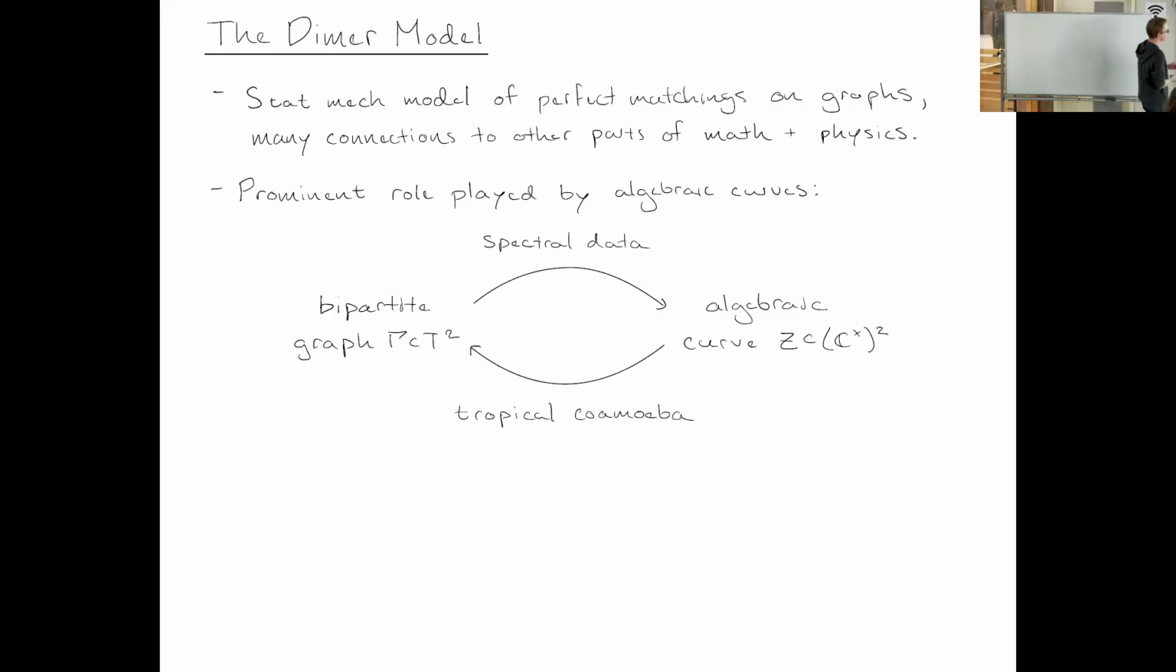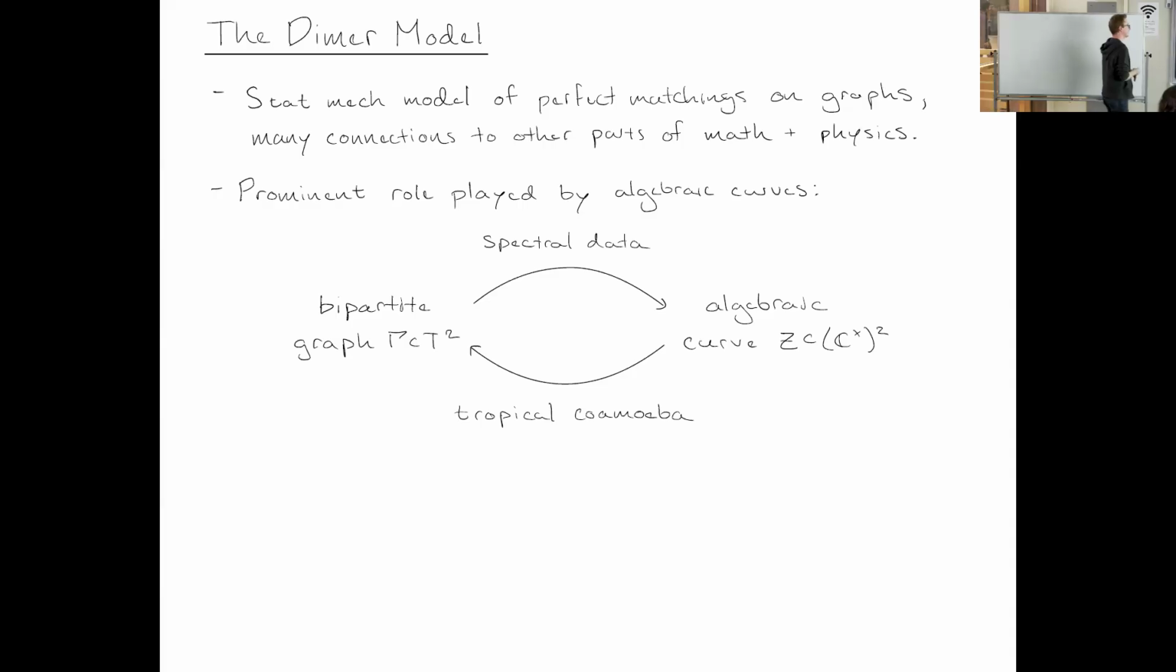And there's two sides of this relationship. One is that given a bipartite graph, so a graph defines this statistical mechanical model, you can form its partition function. And if you take the partition function of the dimer model on a graph in the real torus, that can be enhanced to be the defining equation for a curve in C star squared. So the partition function of a dimer model in a real torus gives you a curve in an algebraic torus.